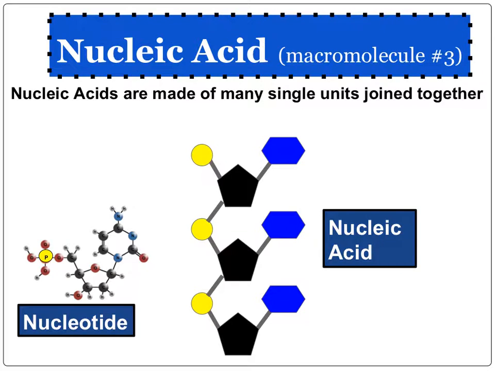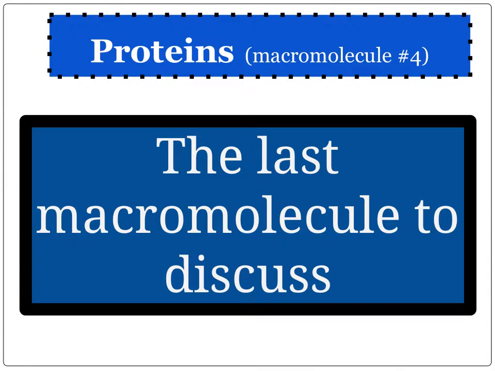And hopefully you're appreciating the fact that the polymers of nucleic acids are actually called nucleic acids, so you don't have to remember any new vocabulary there. Finally, we are at the last macromolecule. We have gone through 3 already: carbohydrates, nucleic acids, lipids, and now the 4th one here is protein.